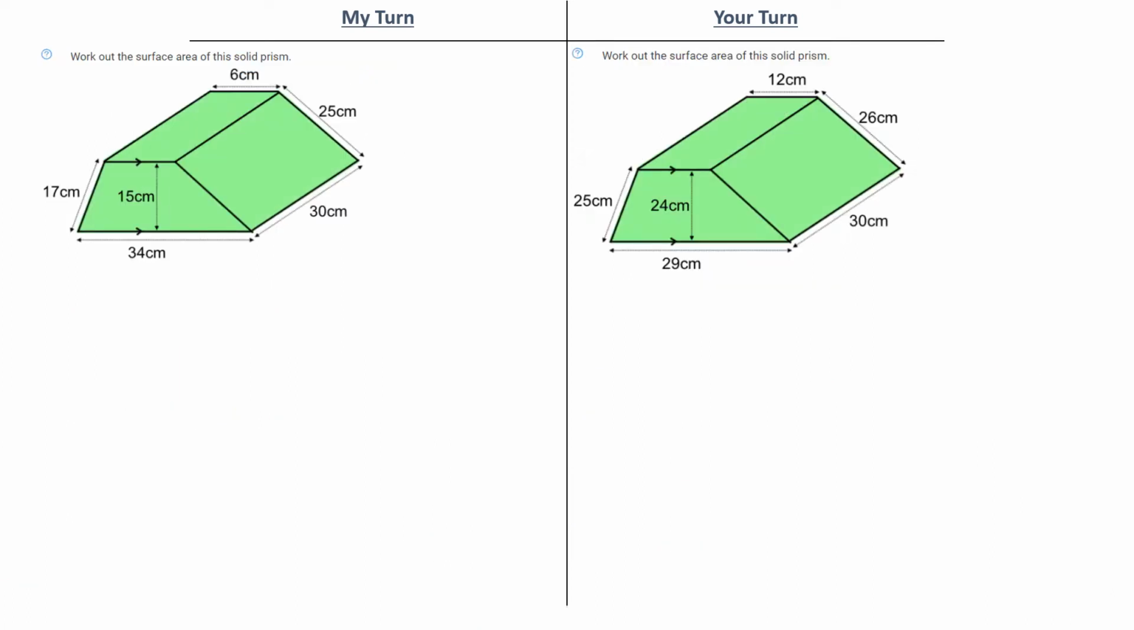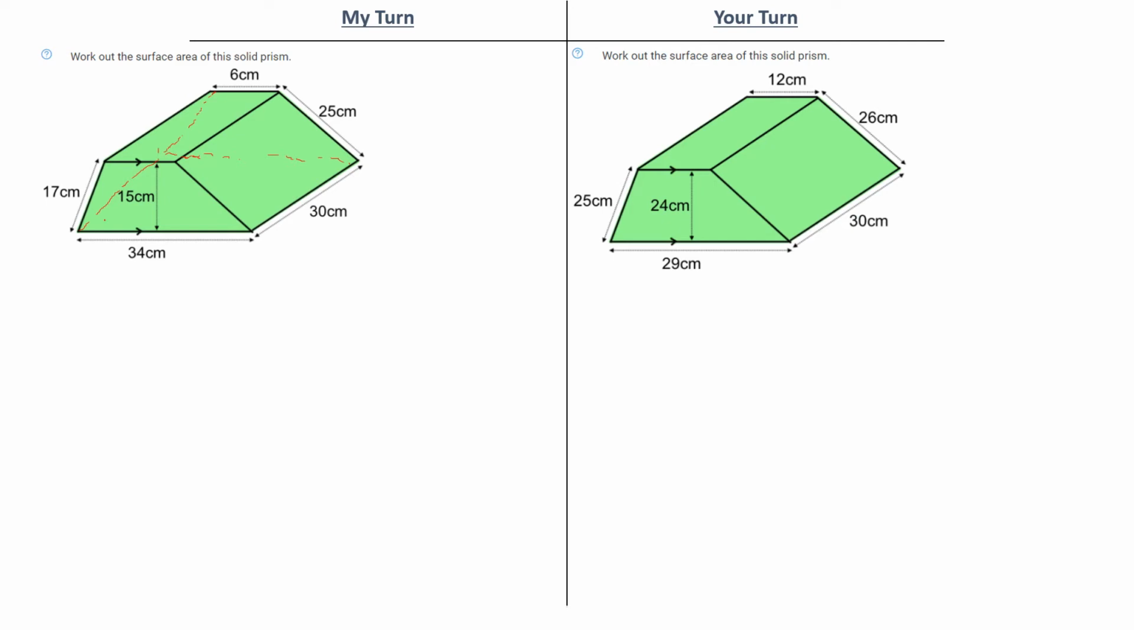Okay, so for our next example, we've got a trapezium this time on our two faces. So let's have an idea of what this looks like. So it's something like that. So this time we've got a few extra faces. Okay, so we've got our two trapeziums at either end.